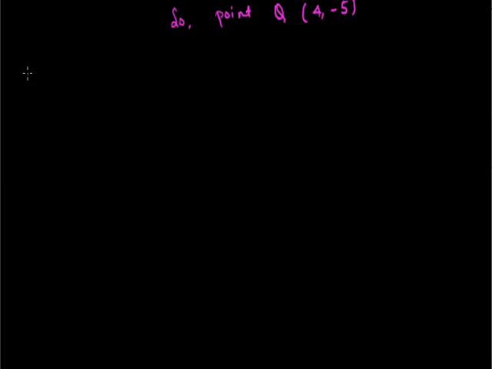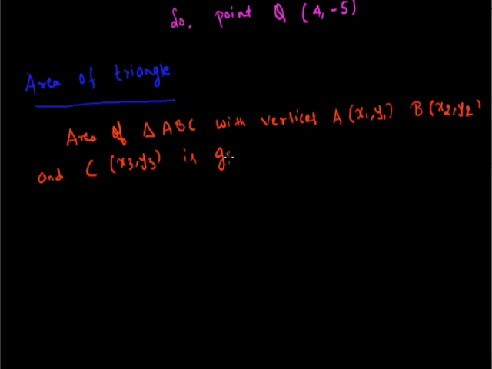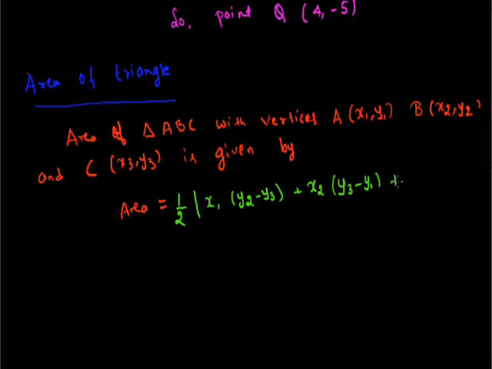Now next topic, area of triangle. The area of triangle ABC with vertices A (x1, y1), B (x2, y2) and C (x3, y3) is given by the formula: area equal to half modulus of x1 (y2 minus y3) plus x2 (y3 minus y1) plus x3 (y1 minus y2). So this is the formula for the area of a triangle.